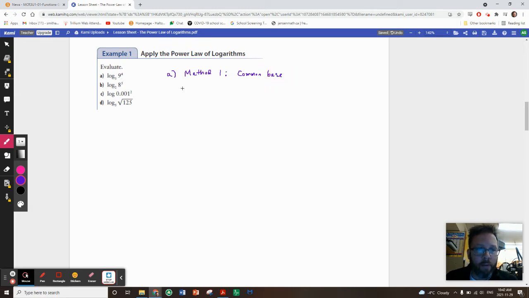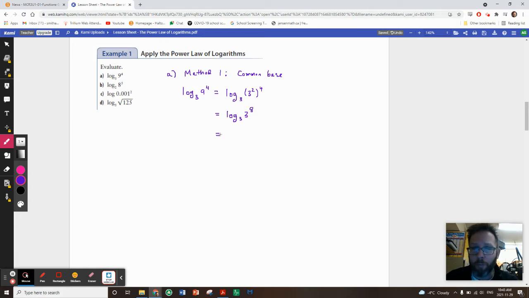What do I mean by that? So we can write log base 3 of 9 to the power of 4. We can write 9 to the power of 4 as 3 squared to the power of 4, because 9 is 3 squared. And we can simplify this: log base 3 of 3 squared to the power of 4, that's 3 to the power of 8. And then we actually know this answer.